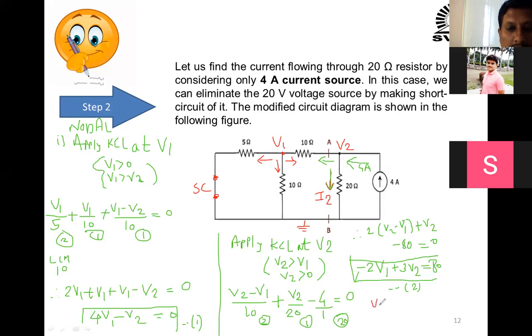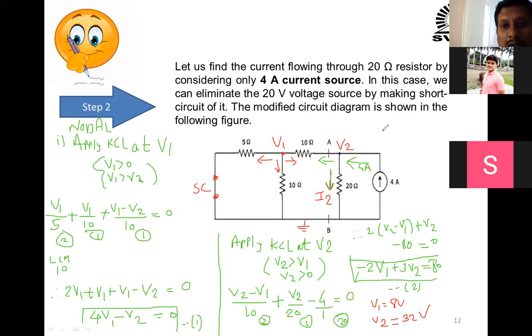8 and 32. V1 is 8. Right? And V2 is 32. Yes. V2 is 32. So we require V2 only because we have to calculate I2 here.